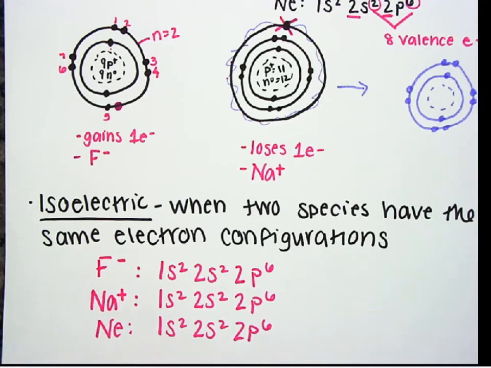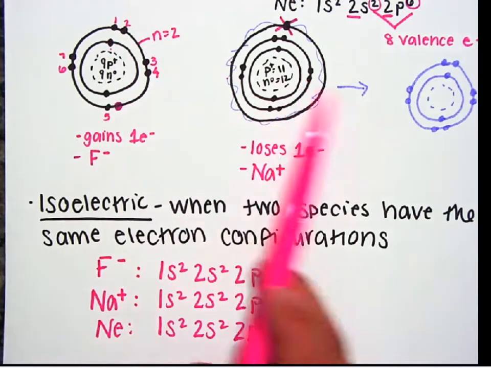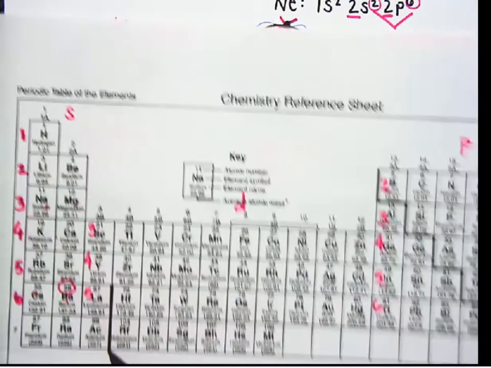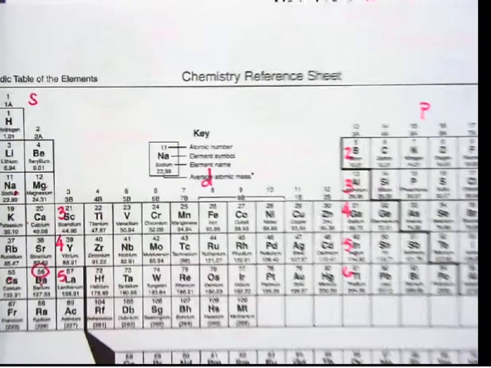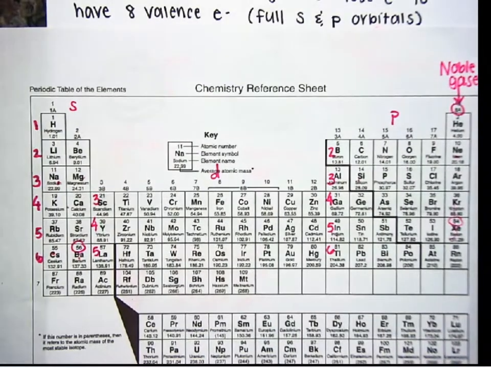A tip for figuring out the number of valence electrons that an atom has. We can draw out Bohr diagrams and we can figure out the number of valence electrons, but the easy way to remember it is the number of valence electrons will be equal to the main group number on the periodic table.